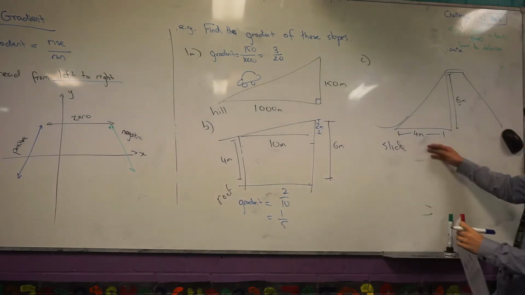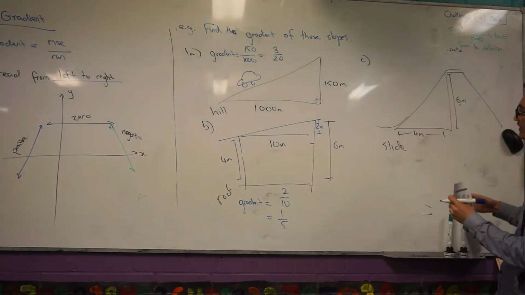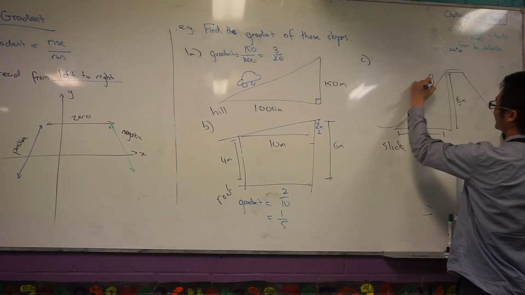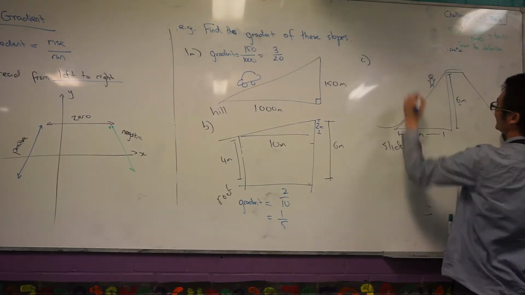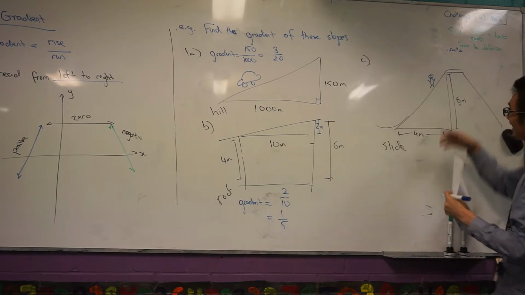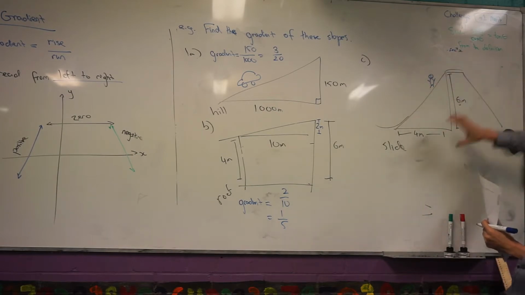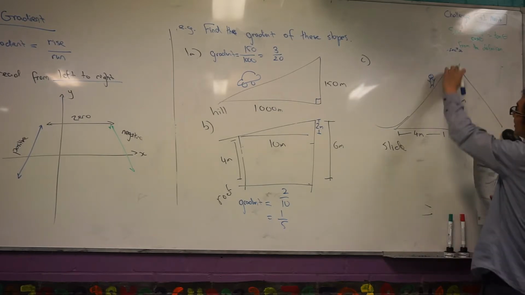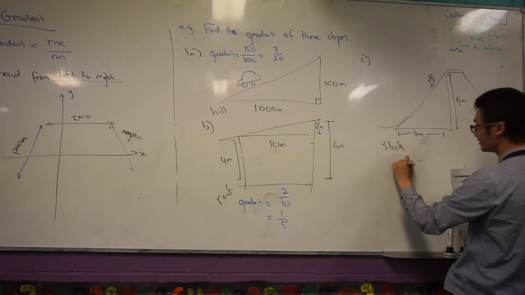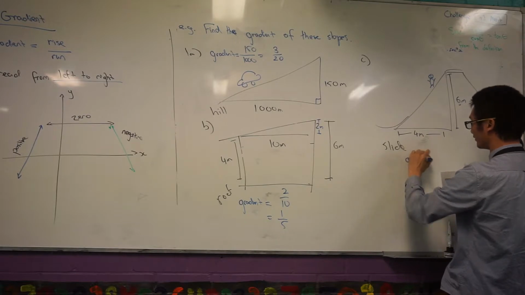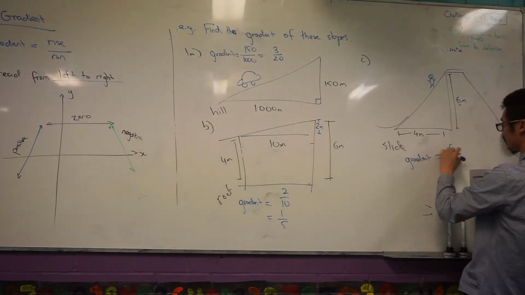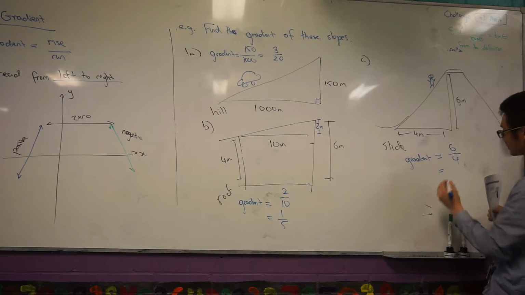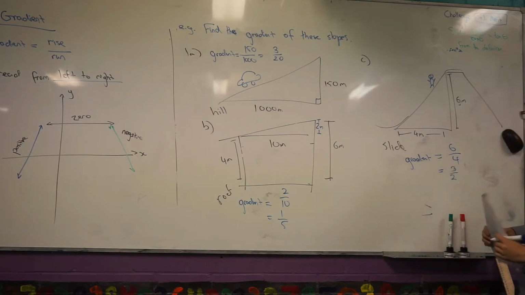Cool. Last one here. I've got a slide, so someone needs to be sliding down it. Alright, so he's going down, and as he goes down, we want to find the gradient here. We want to know how steep this guy actually is. So remember, I'm looking at my rise. I can see I've got a rise of 6 meters, and I've got a run of 4 meters. That's just going to be 6 over 4, and that's just going to be 3 over 2. So this is a pretty steep slide.